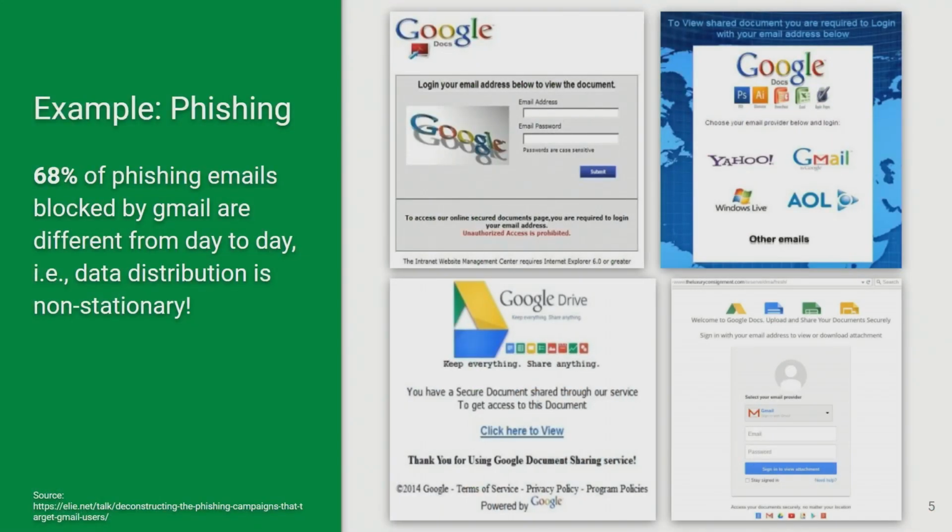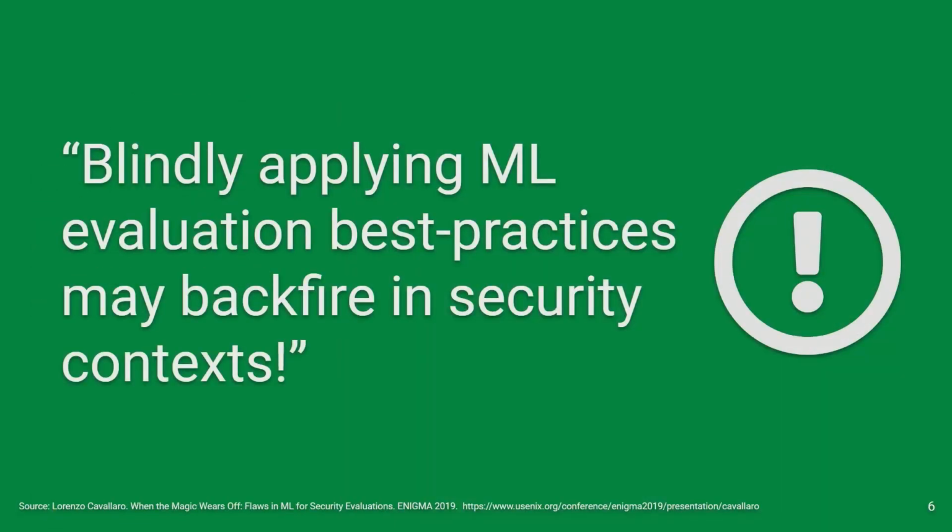In cybersecurity, we have a very good example with phishing. According to Google, 68% of phishing emails blocked by Gmail are different from day to day, which means that their distribution is non-stationary. Here we can see images from the very same Google Drive page updated by the attackers over time. So they update the phishing page over time to evade classification, to evade the detection over time. As a consequence of that, the literature says that blindly applying machine learning evaluation best practices may backfire in security contexts.